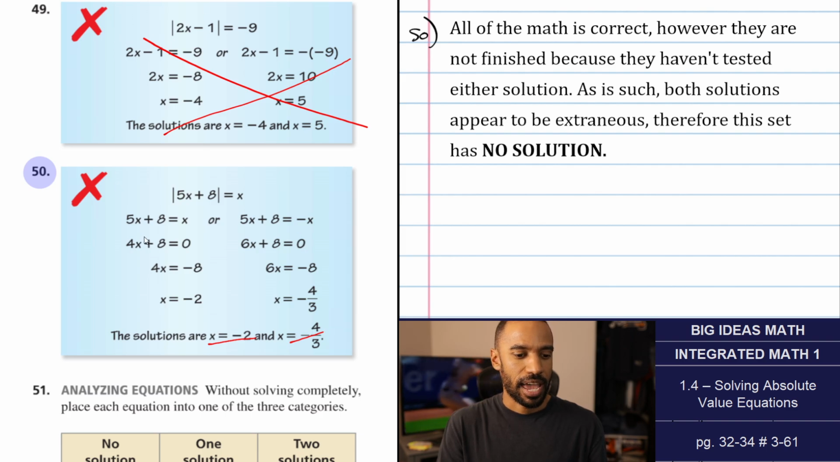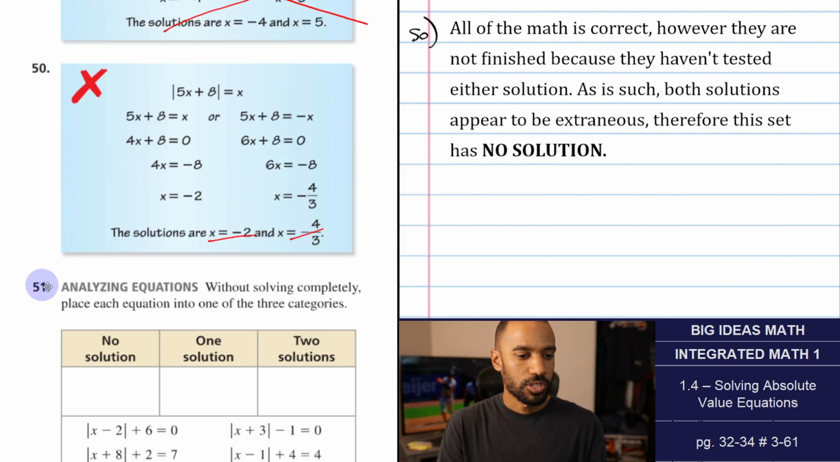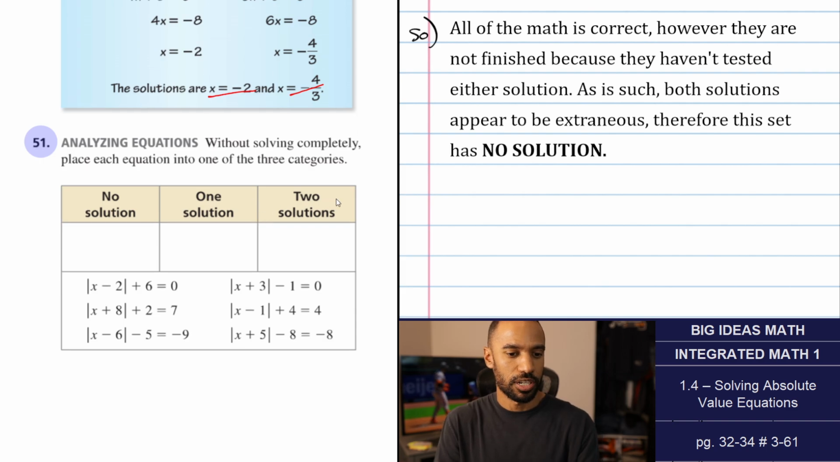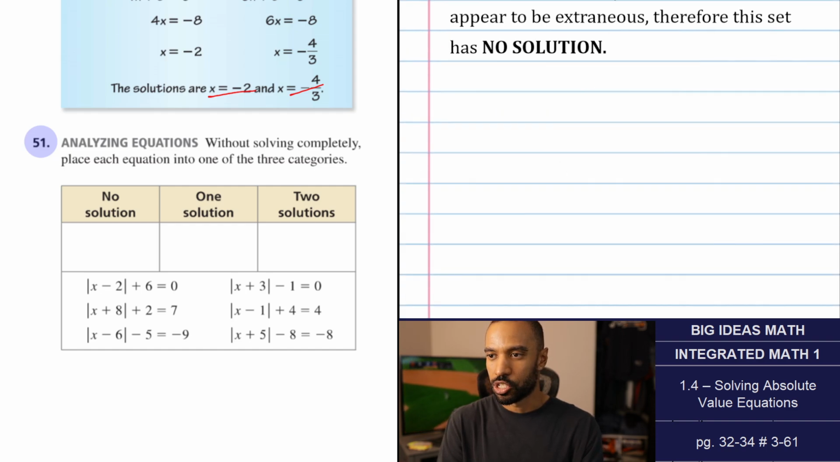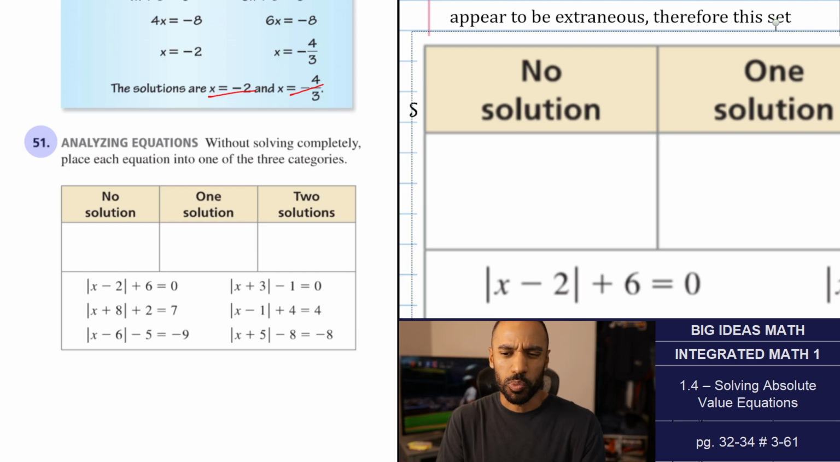Number 51, analyzing equations. Without solving completely, place each equation into one of the three categories. Okay, I'm going to copy and paste this table. And then I have to kind of copy and paste each set. Not really, but I want to drag things around. So I'm going to play with this a little bit. All right, hold please. Let me just resize this and take care of it.